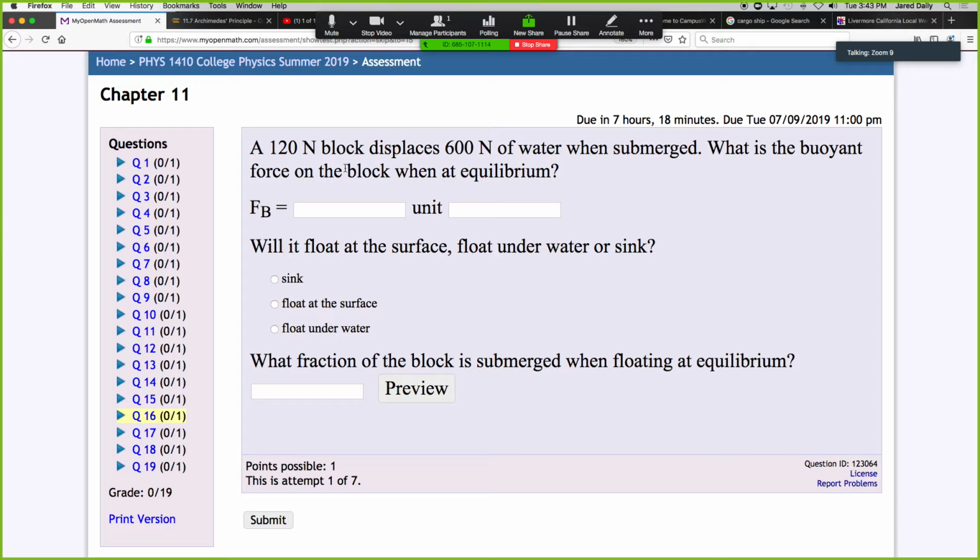Buoyant force equals the weight of the fluid displaced. What did they just tell you? It displaces 600 newtons of water. So 600 newtons is the buoyant force. So when it's not at equilibrium, does that change?